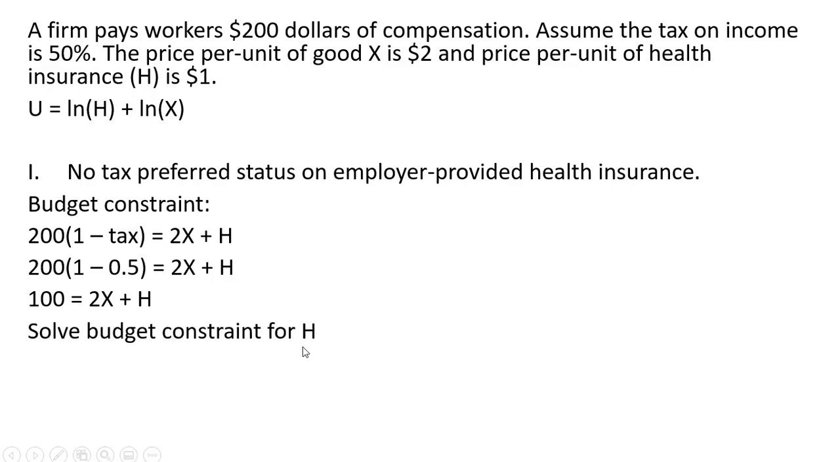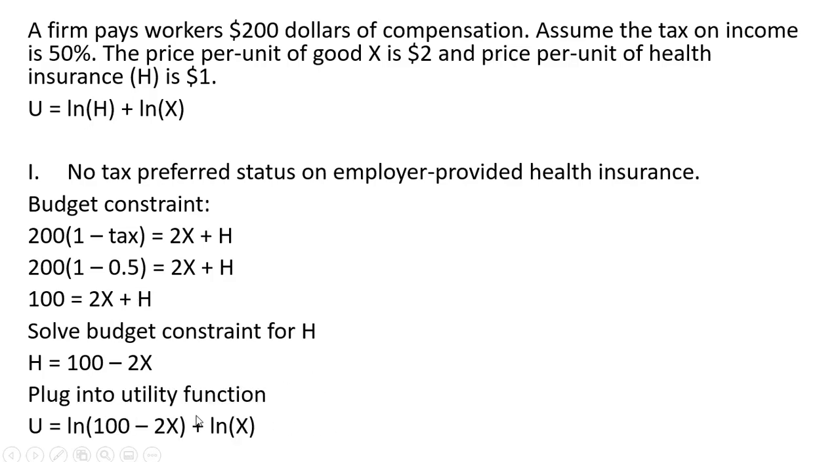Let's solve this budget constraint for H. Solving for H, we get 100 minus 2x. And we're going to plug this 100 minus 2x in our utility function where we have H. We're going to replace it with 100 minus 2x. And now we have our utility function as a function of just one variable. And now we're going to maximize utility by taking the derivative of the utility function with respect to x and setting that derivative equal to 0.